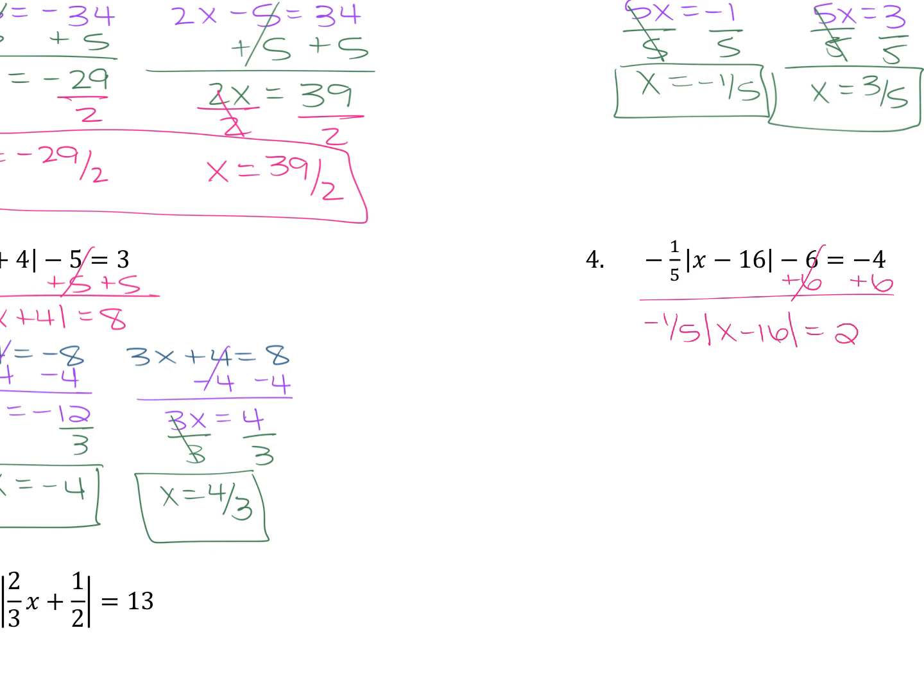From here, in order to get rid of that negative 1/5, we're going to multiply each side by negative 5 over 1, which is the reciprocal. So that's going to give us the absolute value of x minus 16 is equal to negative 10. Our absolute value is isolated, however, it is equal to a negative number. So because it's equal to a negative number, it's automatically no solution.